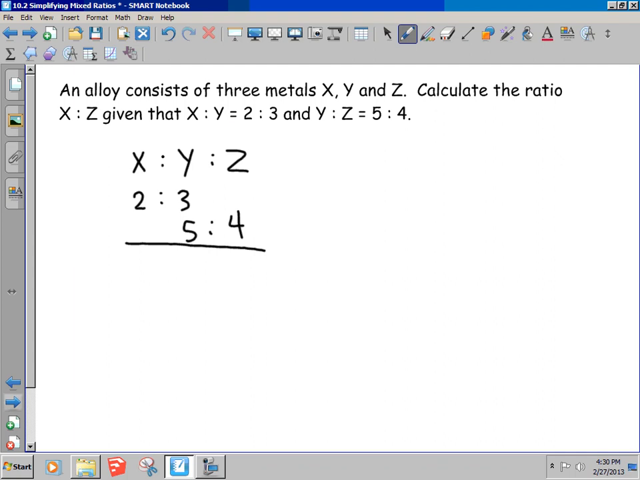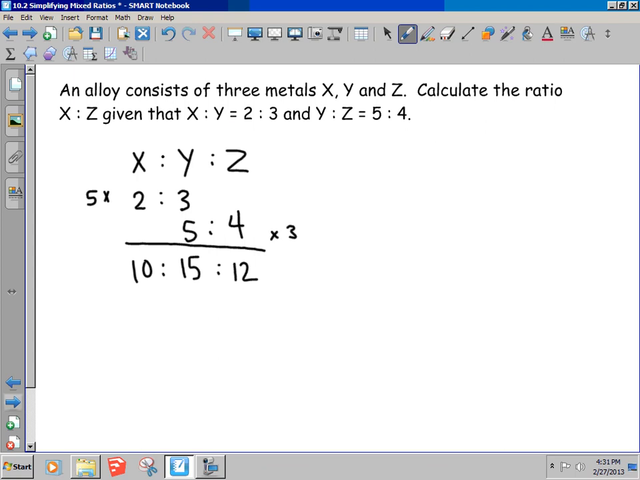So this Y here is broken into 3 parts here and 5 parts here. I need to get those into equal sized pieces so it's a fair comparison. What I need to do is multiply by the common multiple of 3 and 5. So this ratio can be multiplied by 5, and this ratio can be multiplied by 3. When I multiply the first ratio by 5, I get 10 to 15. And the second ratio, I get 15 to 12. So my ratio of X to Y to Z is 10 to 15 to 12.